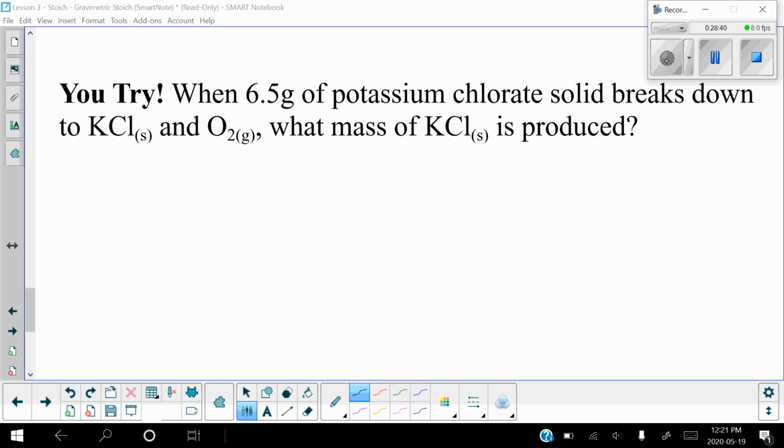All right, this problem is for you to try on your own. When 6.5 grams of potassium chlorate solid breaks down into calcium and oxygen gas, what mass of calcium chloride, not calcium chloride, what mass of potassium chloride is produced? Okay, so take a moment, solve this one on your own. When you are ready, you can unpause and check your answer.